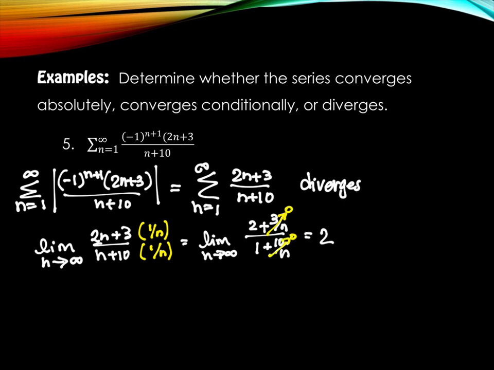The limit's 2. Now, there's nothing wrong with it having a limit of 2 per se, but that still tells us that it diverges. Why? Because L is greater than 0. Yes. What test, though, is what I'm asking.